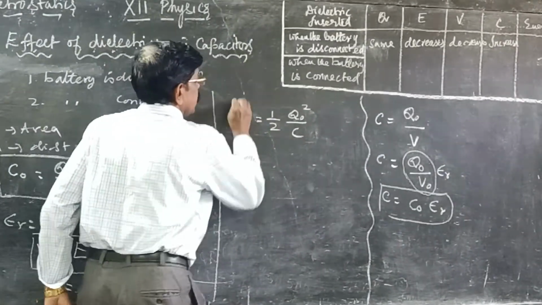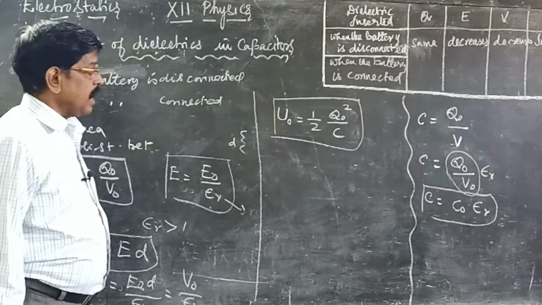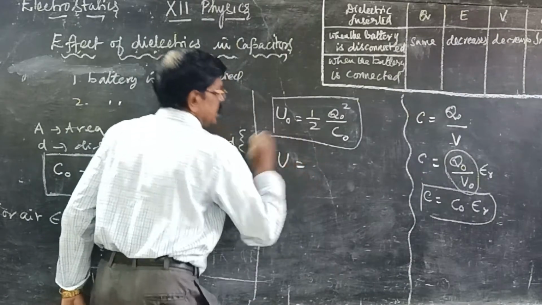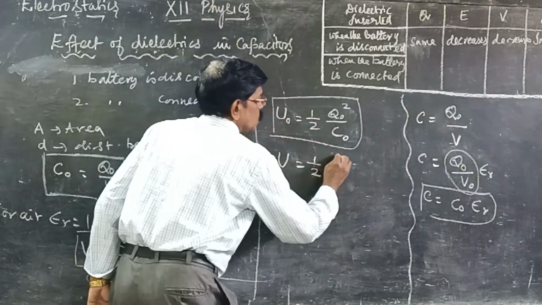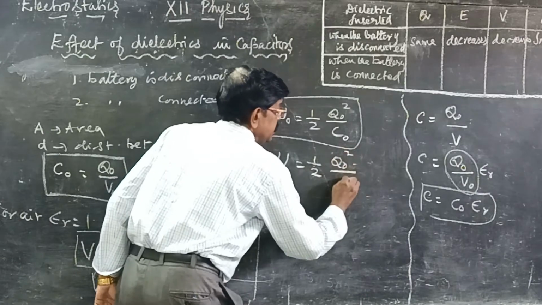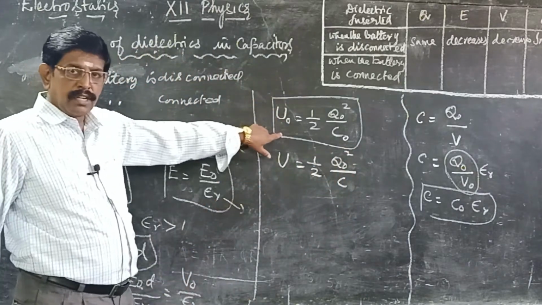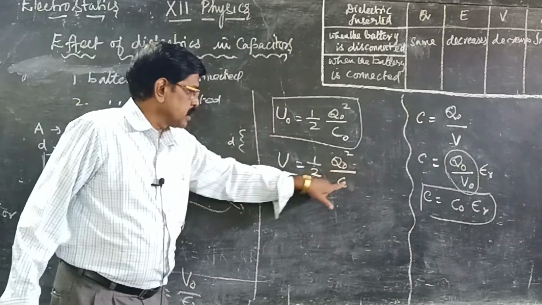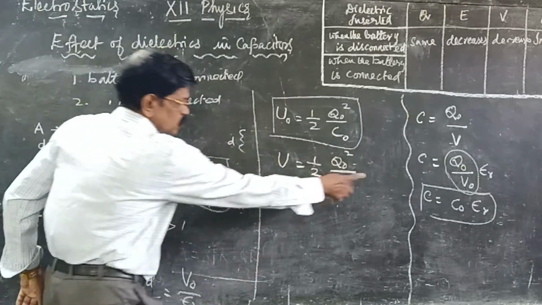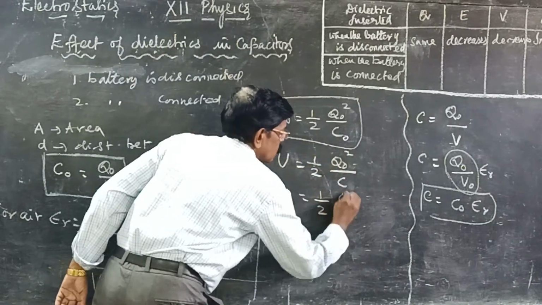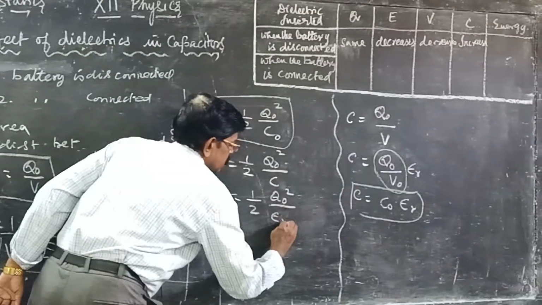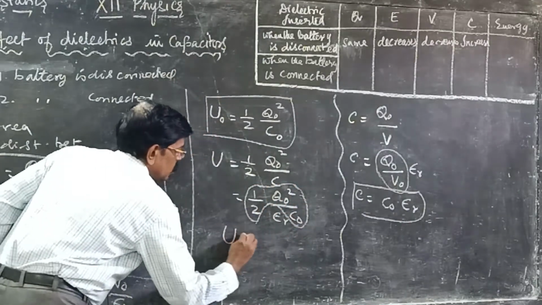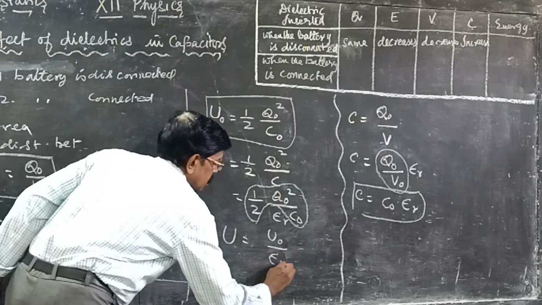Now, this is the initial energy, U naught equal to 1 by 2 Q naught square by C naught. This is before insertion of dielectric. After insertion of dielectric, the C value changes, so here you have to mention C. Now you substitute, 1 by 2 Q naught square by epsilon r C naught. Now you combine this. So U equal to U naught by epsilon r.